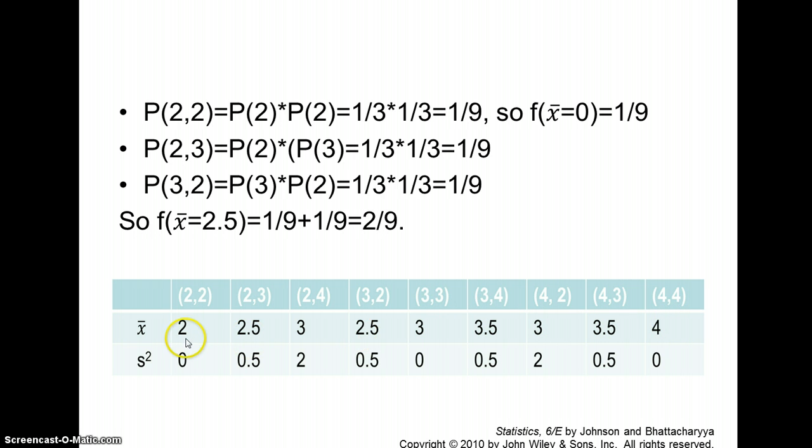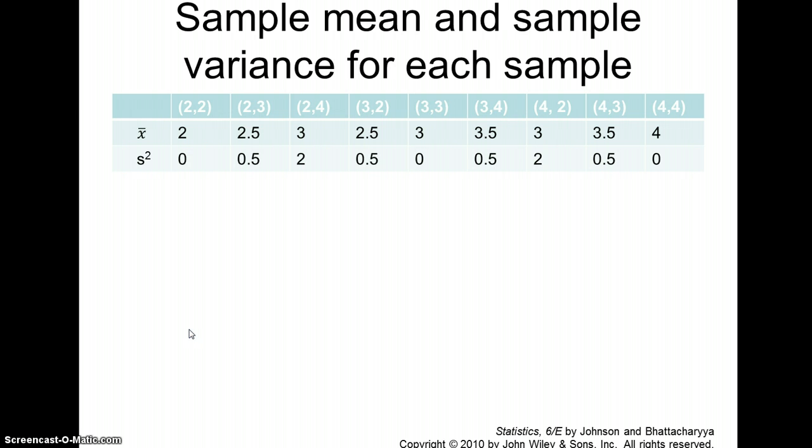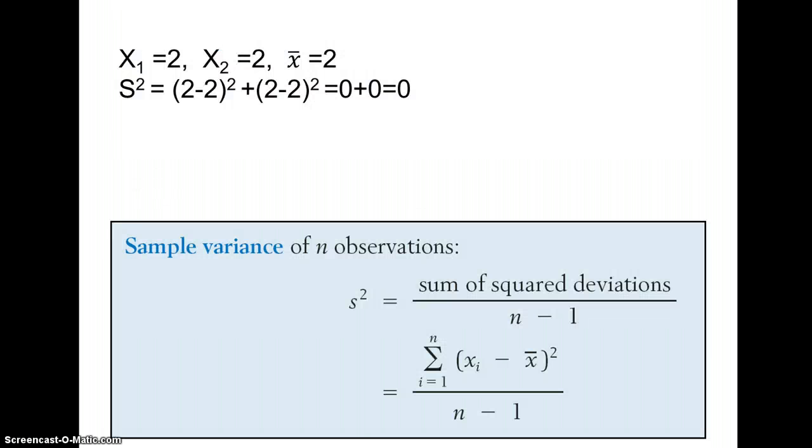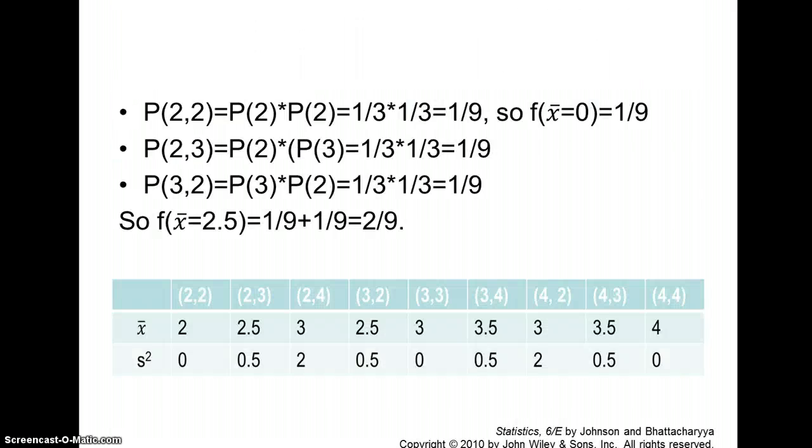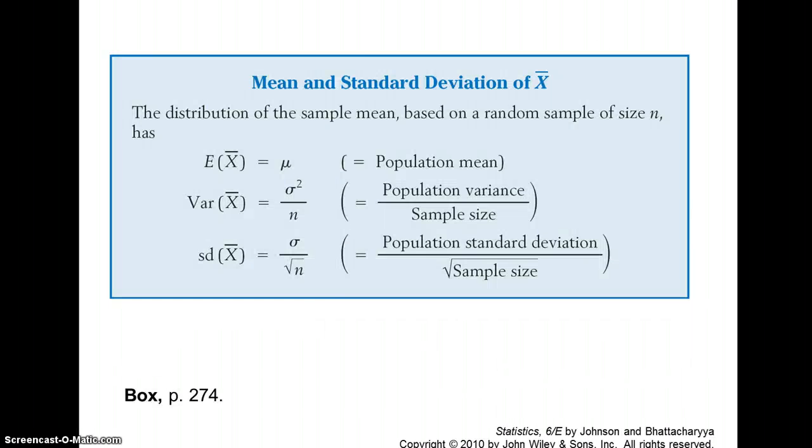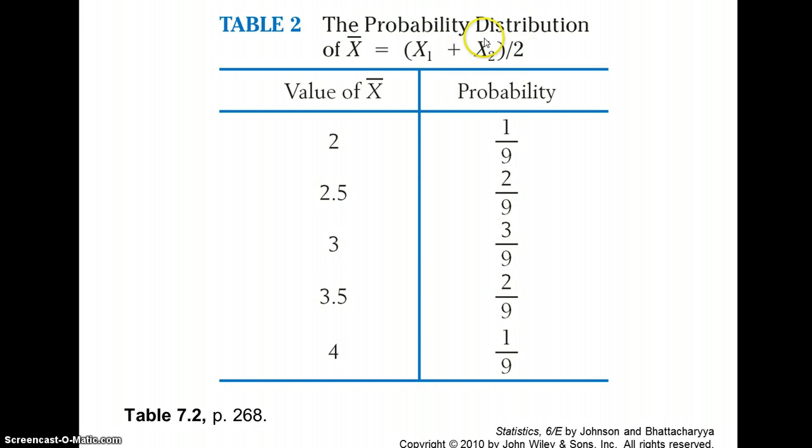So for 2, how many 2's are there out of these 9 numbers? We only have 1, so it's 1 out of 9. Let's go check the table. This is the probability distribution of x bar, which is also called the sampling distribution of x bar. You can see 2 is 1 out of 9, 2.5 is 2 out of 9, 3 is 3 out of 9, 3.5 is 2 out of 9, and 4 is 1 out of 9.